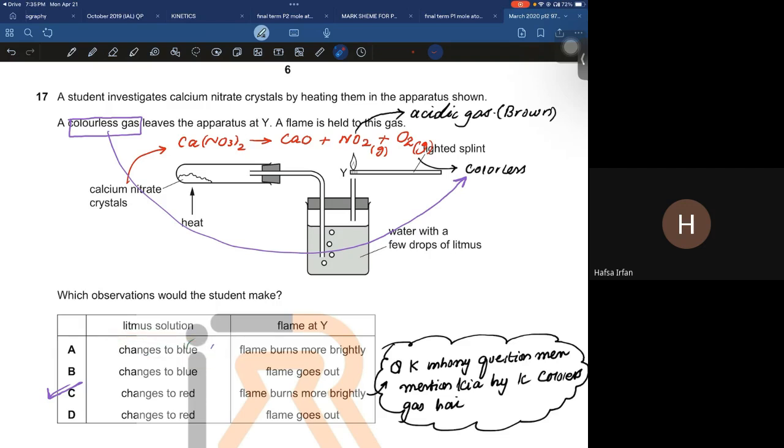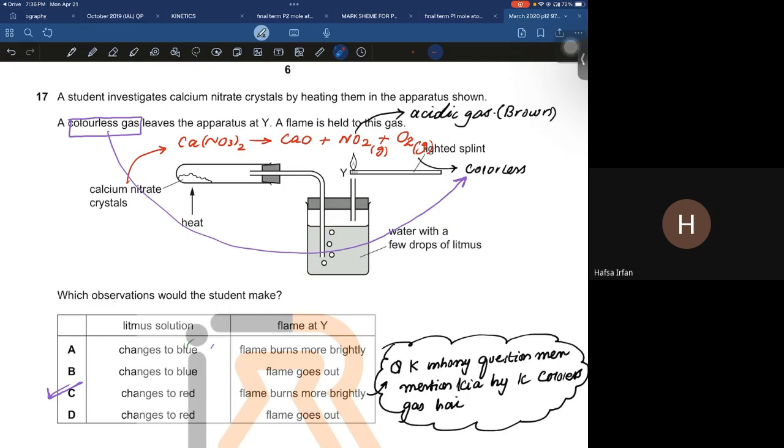What was the reactant? Of course, we have calcium nitrate. It releases two types of gases, NO2 gas and O2 gas. NO2 is an acidic gas, a non-metal oxide. But they are saying in the question, a colorless gas leaves the apparatus at Y, and a flame is held to this gas. So this is a litmus solution. What is in this litmus solution? Acidic gas, NO2 gas.